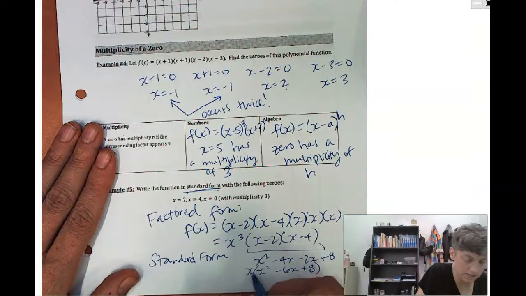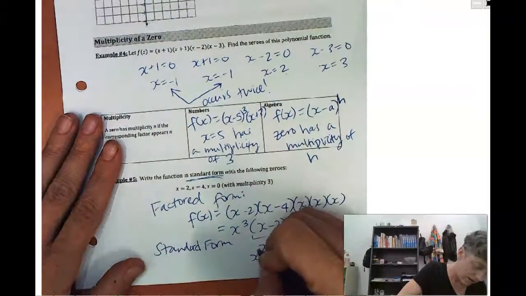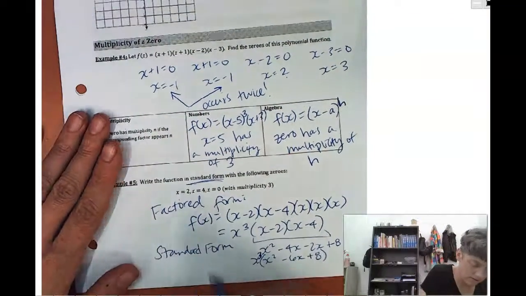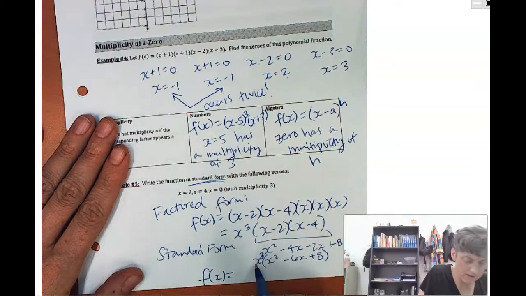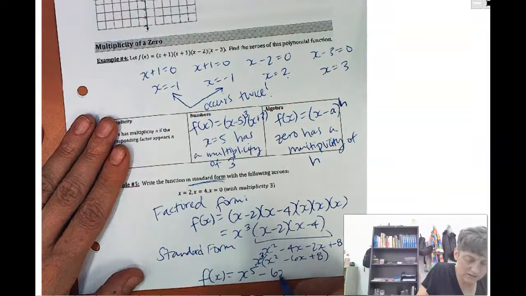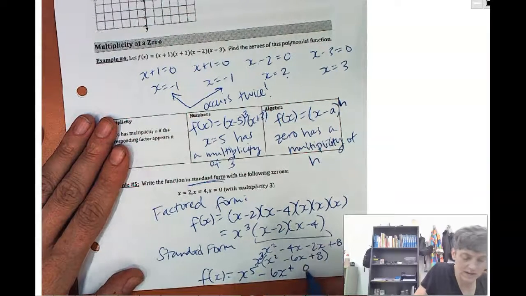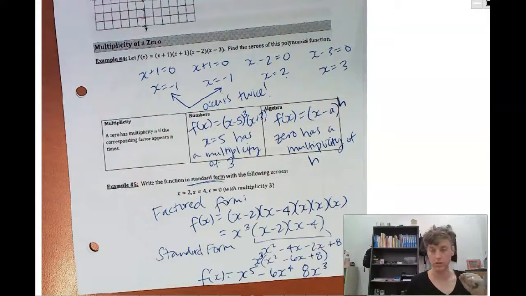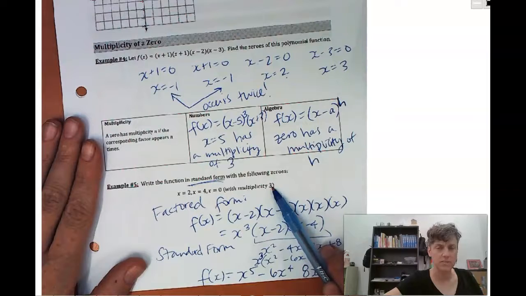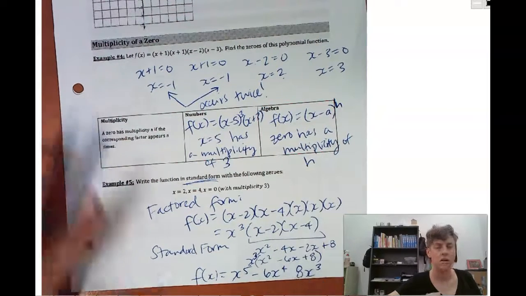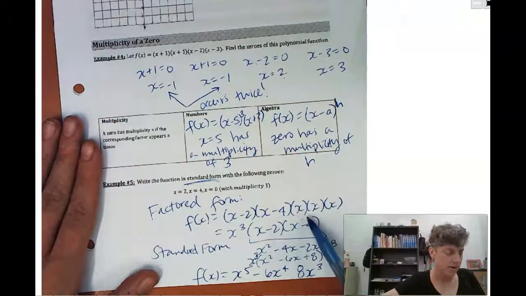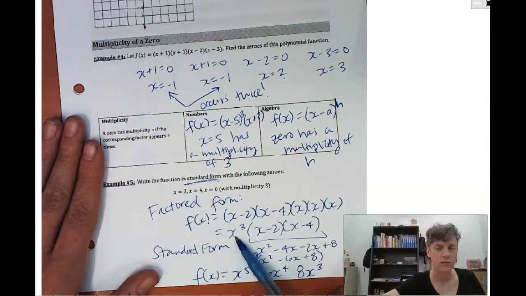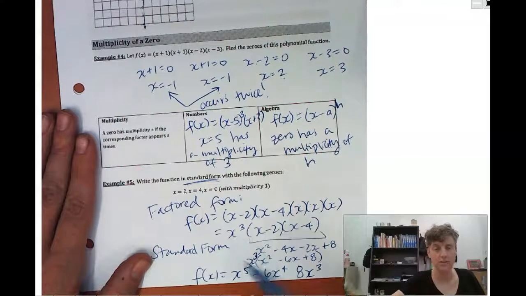all times x cubed. So our standard form: x cubed times x squared is x to the 5th. X cubed times negative 6x is negative 6x to the 4th. And x cubed times 8 is 8x cubed. So multiplicity means how many times that 0 occurs. If something has a multiplicity of 3, its factor will show up 3 times, aka when you set it equal to 0, the 0 will occur 3 times as well.